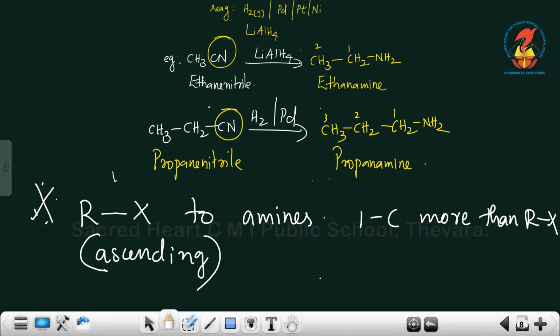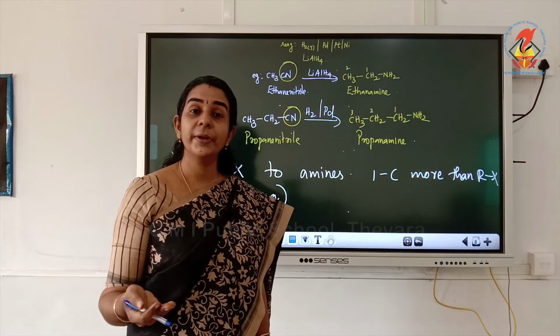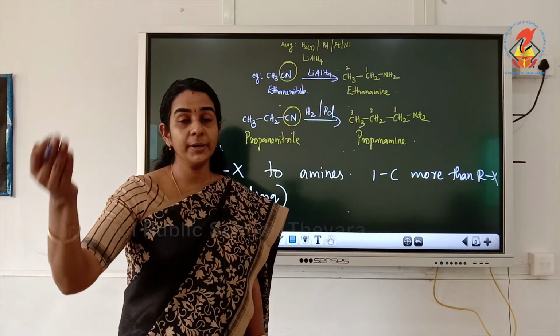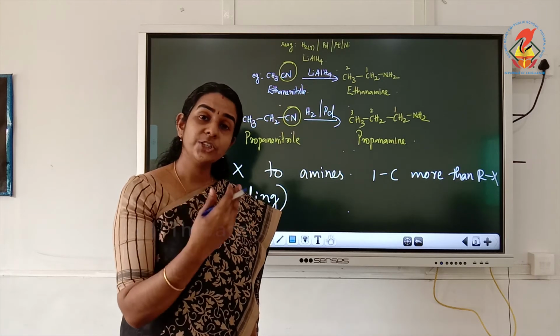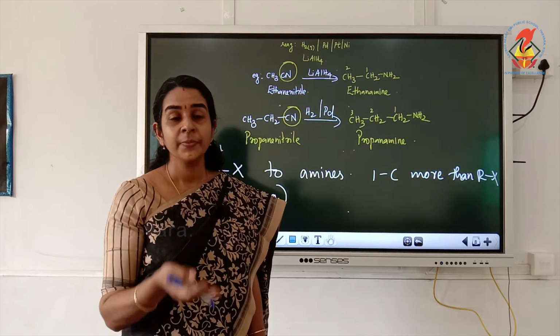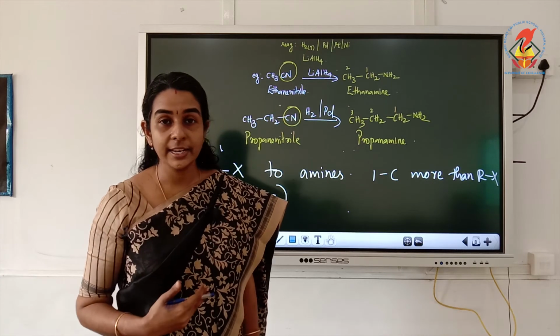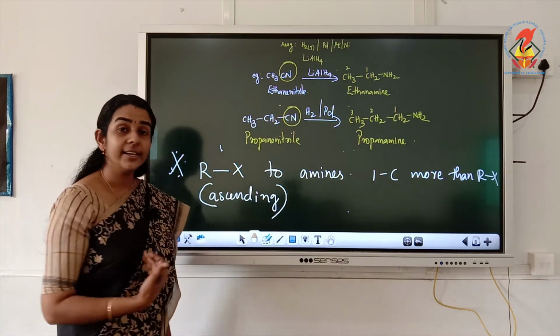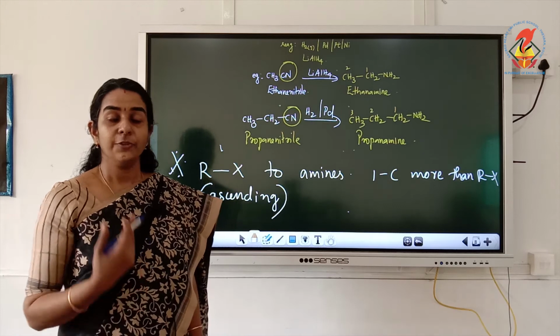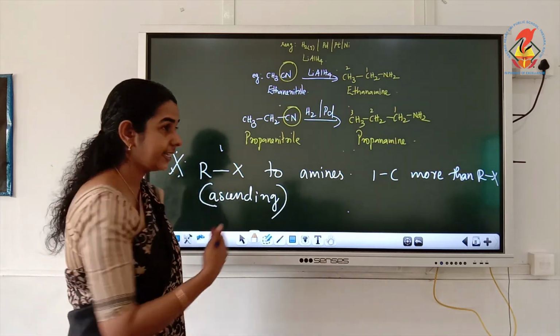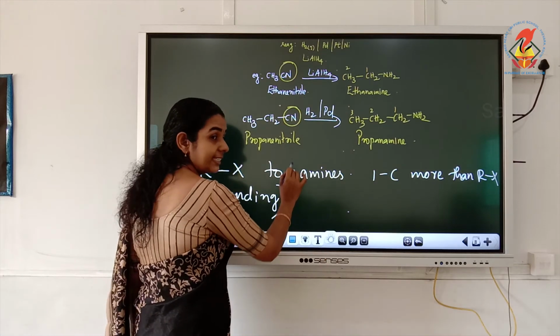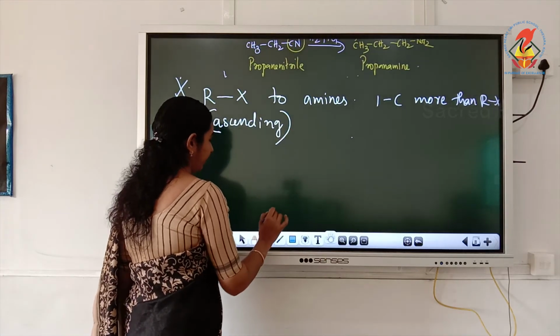We have already studied about the preparation of alcohols with one carbon more than the alkyl halide. We studied about the preparation of carboxylic acids with one carbon more than the alkyl halides, or these are ascending series. If we are decreasing the number of carbon atoms, it will be called as descending series. So here it is ascending series.